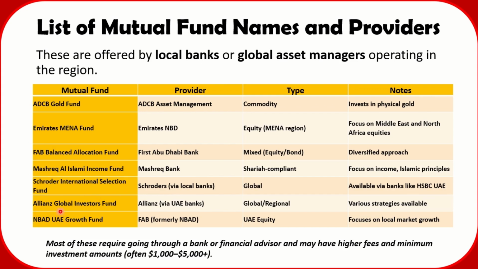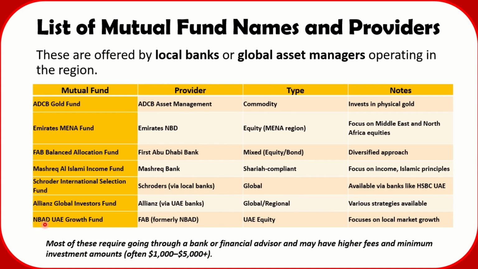Another one, if you're looking, is the Alliance Global Investor Fund. The provider is Alliance from the UAE. Alliance is available globally, but from here, a UAE bank is offering it, a UAE branch is available for Alliance, global as well as regional. From here, various strategies are available. They are not fixed to a particular equity or commodity, nothing like that. Based on strategies, various strategies will be included over here.